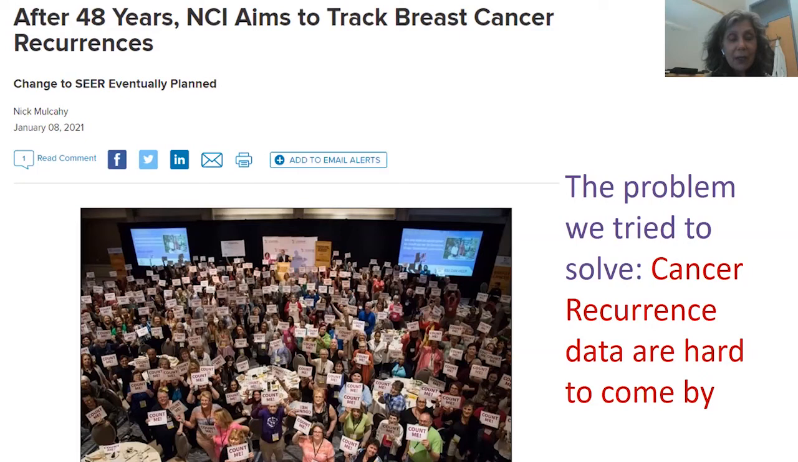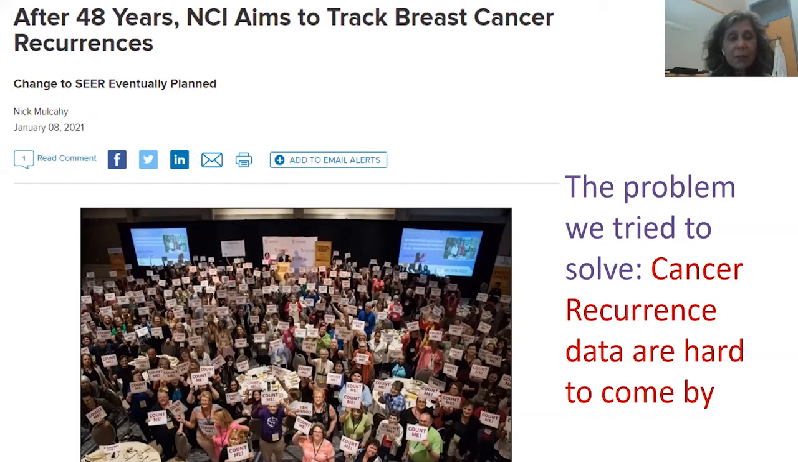I was very tickled, but also reassured, to see that the SEER database has finally decided to track breast cancer recurrences. So I included this because it was illustrative of the problem that we face in using medical record data to look at long-term cancer outcomes, because cancer recurrences are indeed hard to track. And SEER, reaching almost age 50, has now decided that they should invest the effort into doing this because it is such an important part of developing effective cancer care.